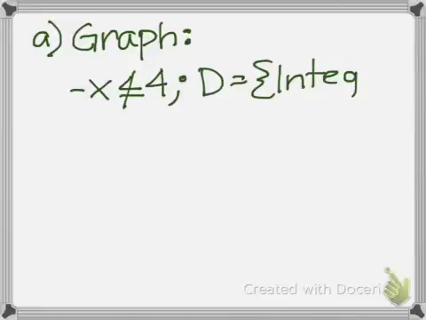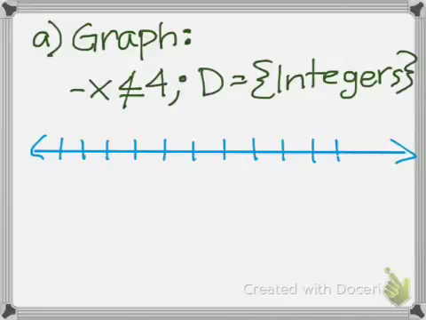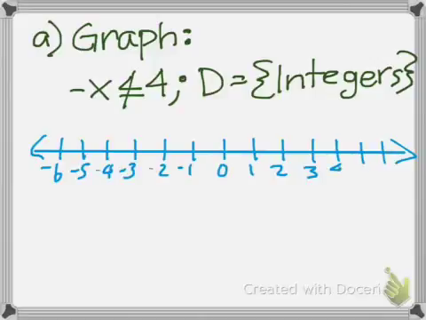Okay, so the first problem, graph: negative x is not less than or equal to 4. Your domain is the integers. If it's not less than or equal to 4, that means that negative x is greater than 4.